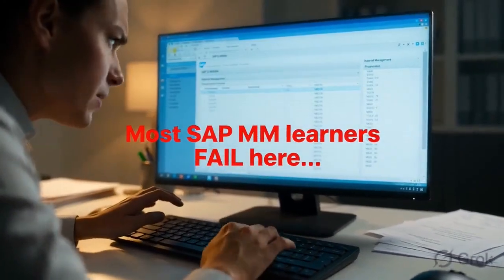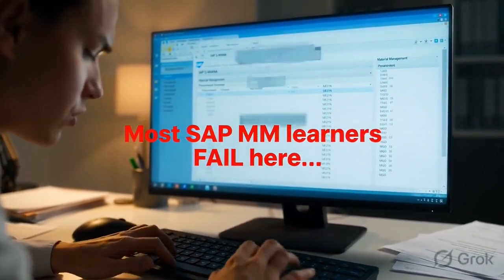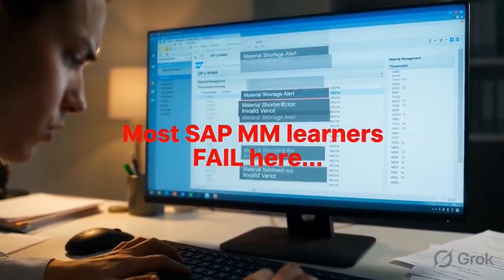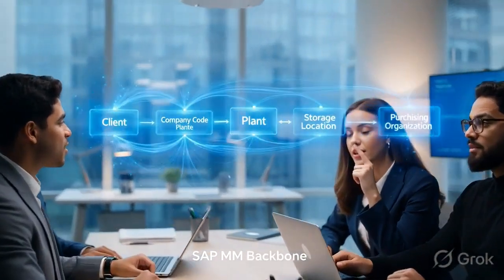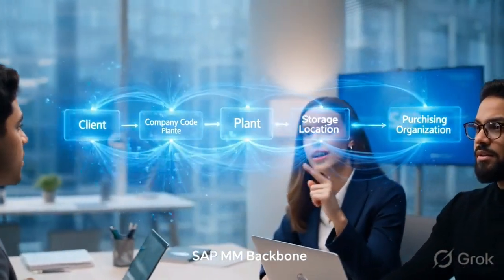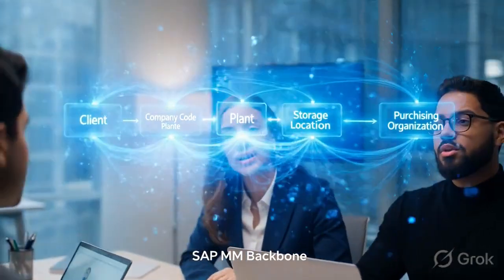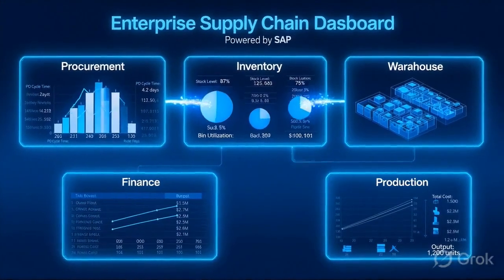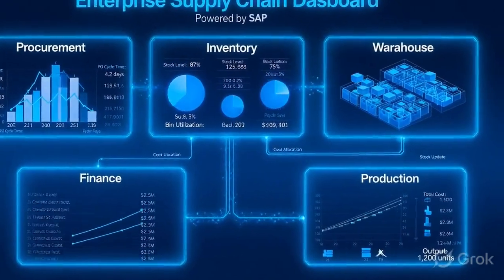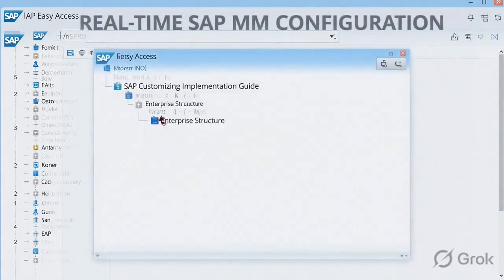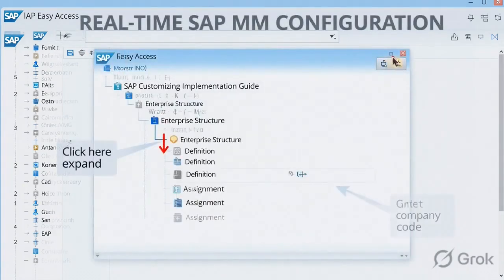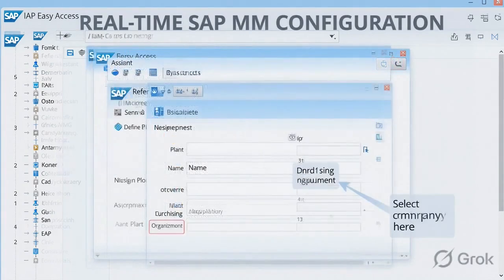Most SAP MM learners memorize the transaction code but fail in the interview when they are asked a simple question: Explain the organization structure in SAP MM. And trust me, if your organization structure is wrong in the real project, procurement, inventory, valuation, even the invoices can fail completely.